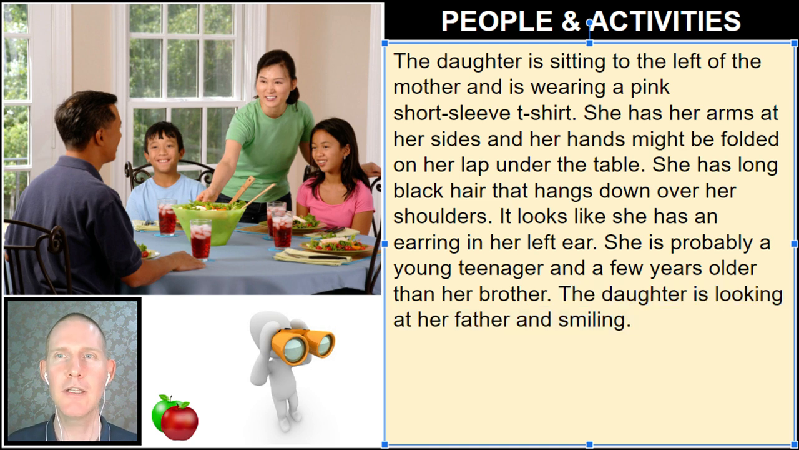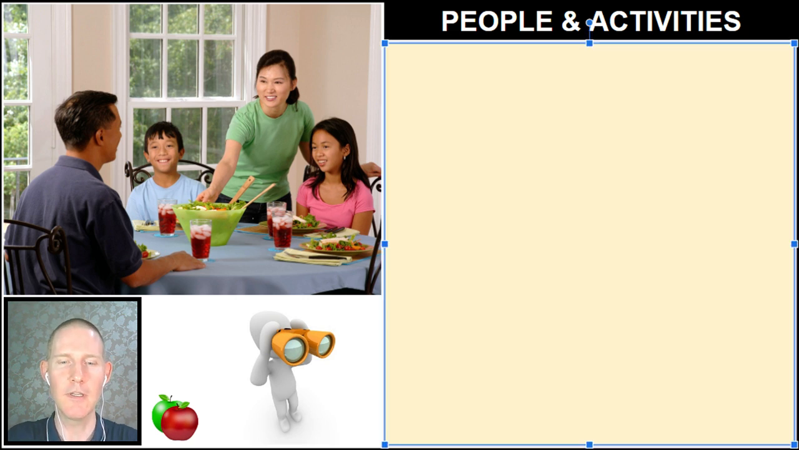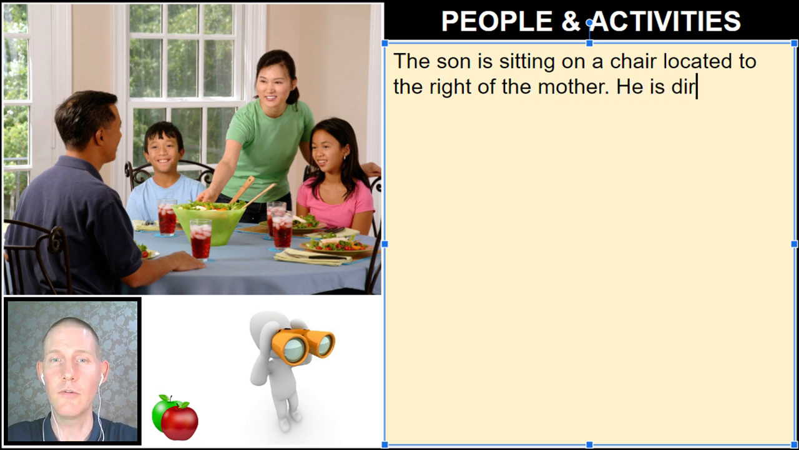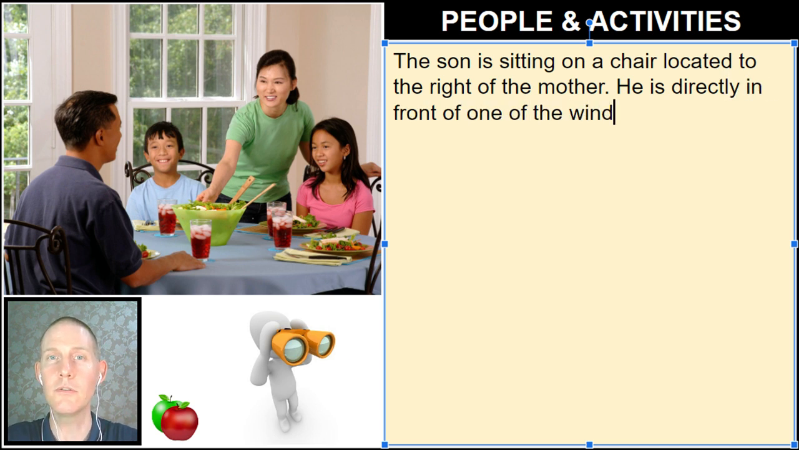Okay, all right, let's move on. Let's talk about the brother or the son. The son is sitting on a chair located to the right of the mother. He is directly in front of one of the windows. All right. So right behind the son is the window. So we could say he is directly in front. So if there was a rock or a baseball that broke through the window, it would hit him because he's directly in front of the window.